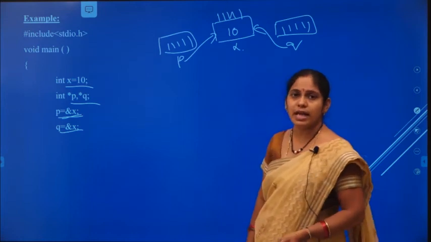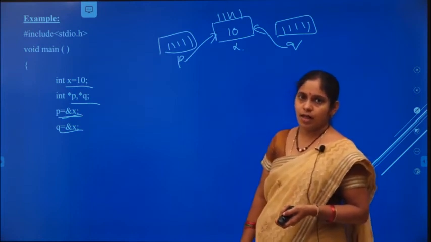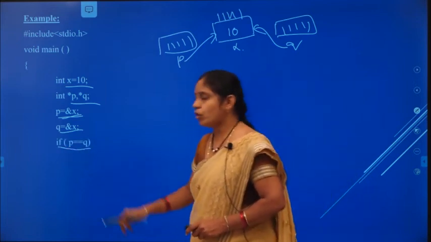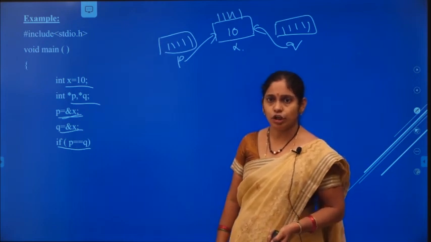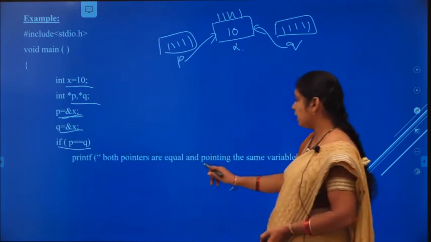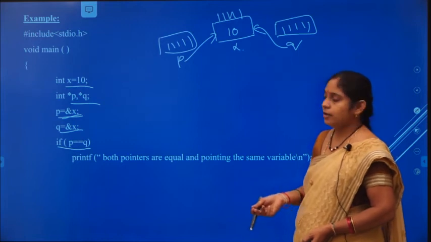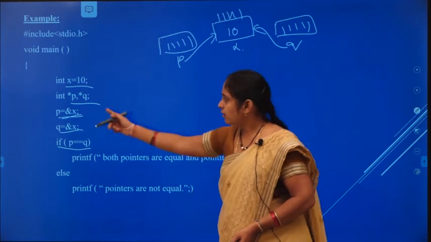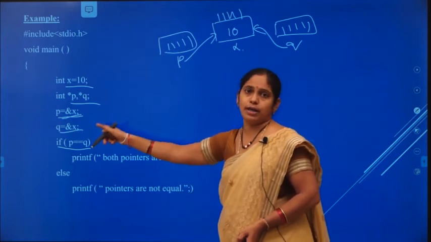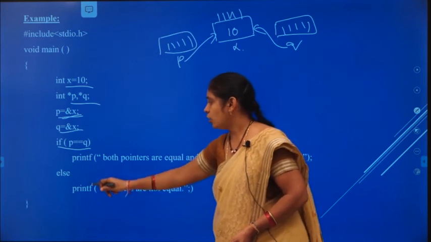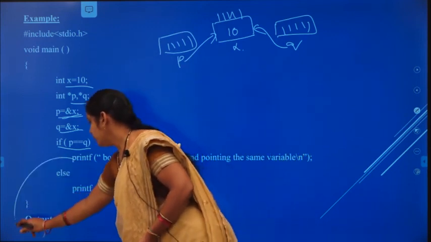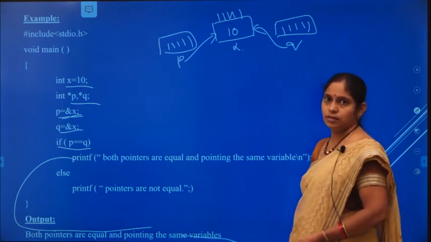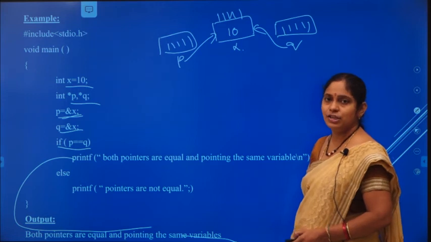So both are pointing to the same variable, so the value of P and the value of Q both become the same. That we are comparing here. If P equals Q, we print that both pointers are equal and pointing to the same variable. If both are different, then we print that they are not the same. Here the same variable is pointed to by two pointers, so obviously it prints the output that both are equal, right? This is about pointer comparison.